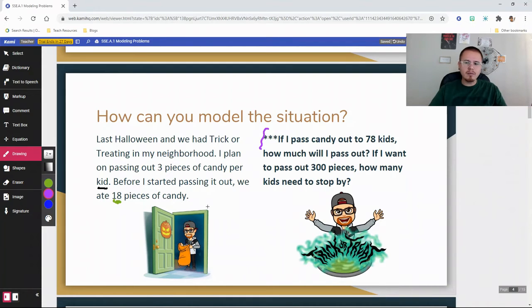Now, would that be a variable, or is that just a given? Is that just a constant? I ate 18 no matter what. I could have 0 trick-or-treaters. No kids with their costumes trying to scare me.